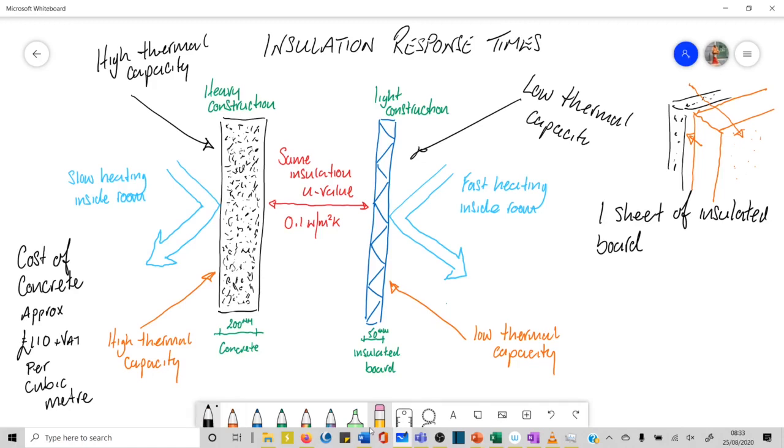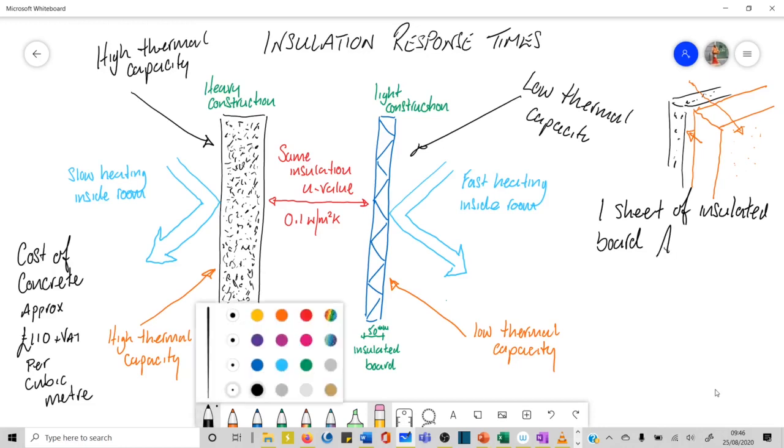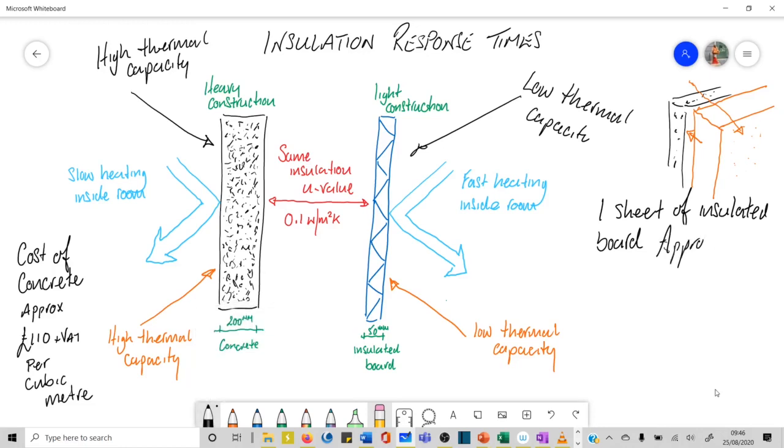And one sheet of insulated board, the approximate cost, give me a pen, that's still not worked, there we go, approximately £60, and that would be 2.4 meters by 1.2 meters. And as I said, it'll be a dry fix very quickly. Labour cost very low in comparison to the heavy construction.